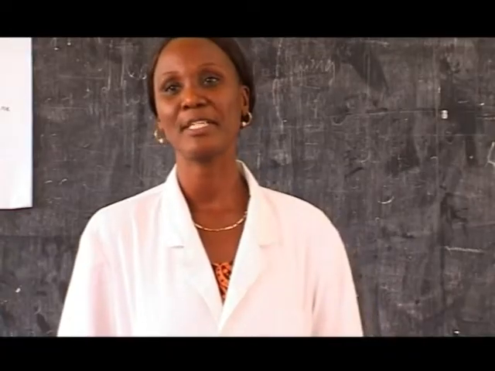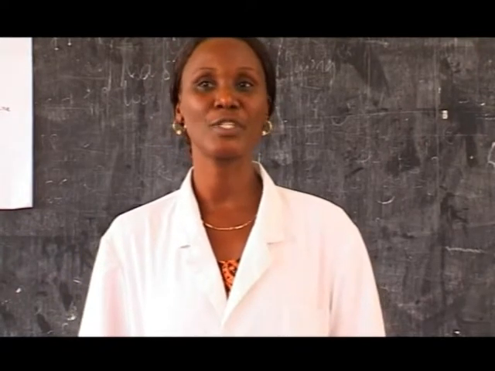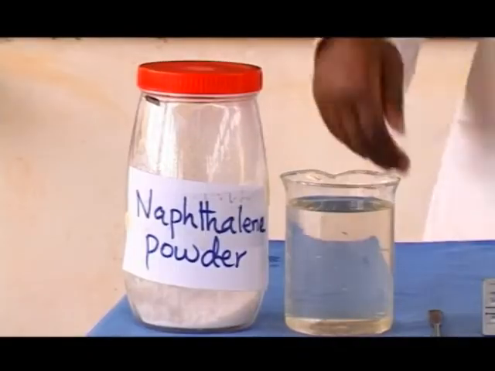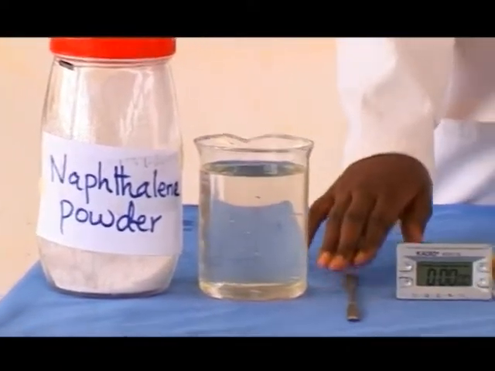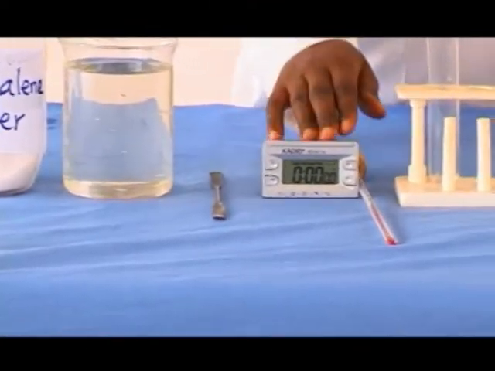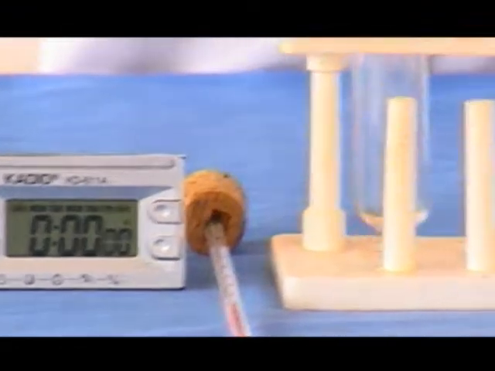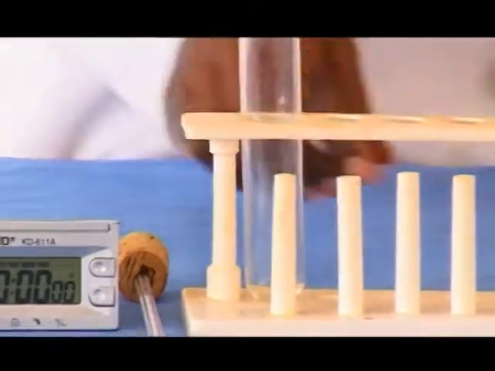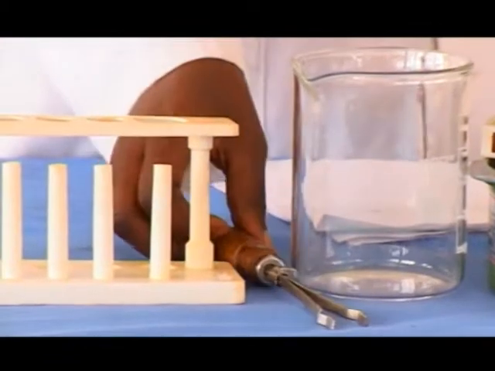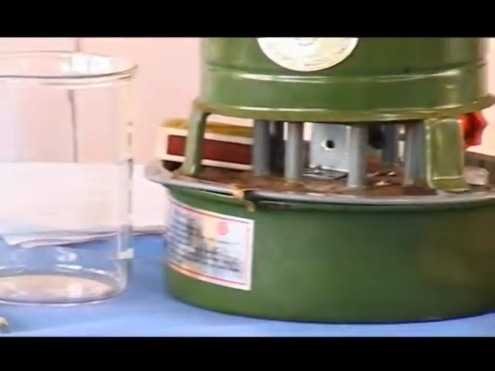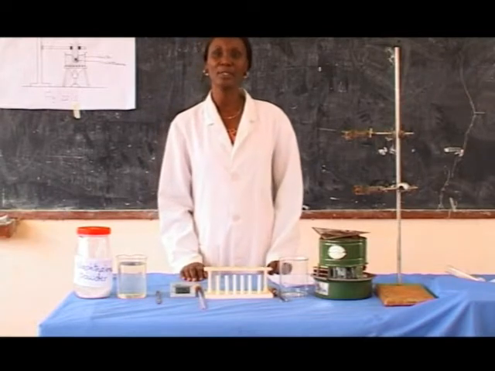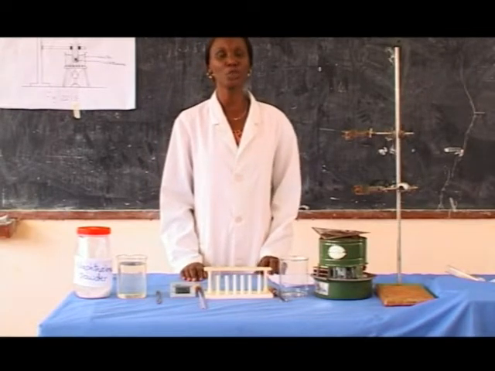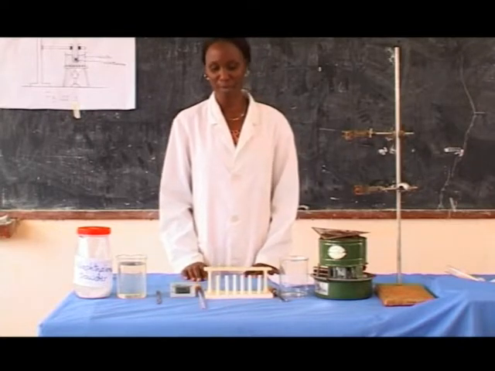The aim is to determine the melting point of naphthalene using a cooling curve. Requirements: naphthalene powder, water, spatula, stopwatch, thermometer, test tube, a beaker, test tube holder, a burner, and a retort stand. Precaution: naphthalene is a hydrocarbon, and when in liquid form, it should not be allowed to touch flames.